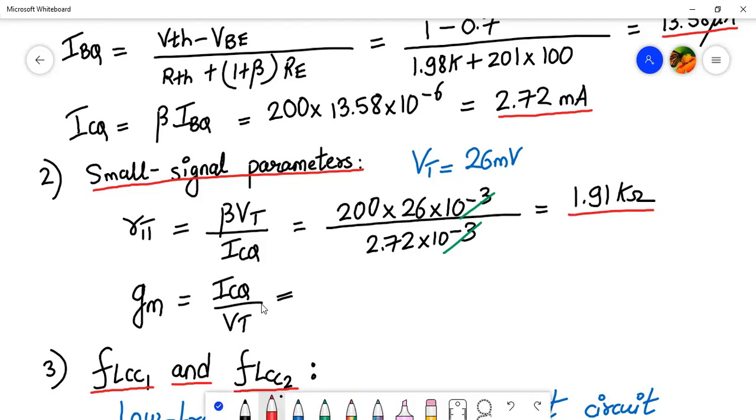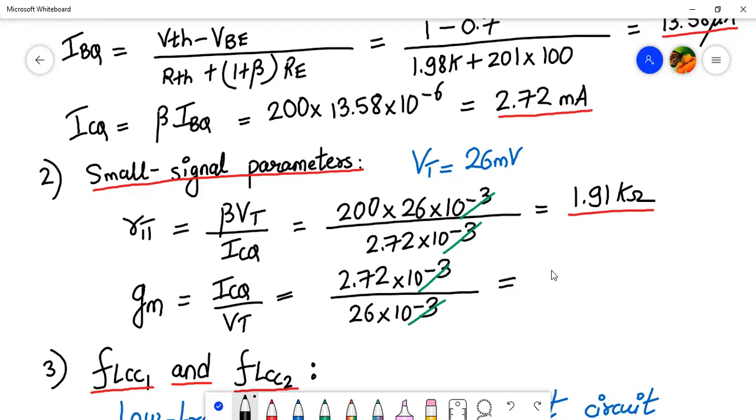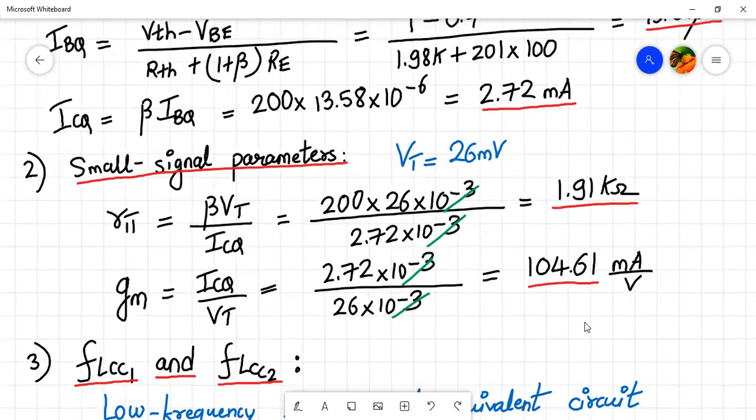Now, next is GM. GM is given by ICQ divided by VT. So that will be ICQ, 2.72 into 10 raised to minus 3, and VT value is 26 into 10 raised to minus 3. So again from here minus 3 gets cancelled. And we have over here 2.72 divided by 26. So this will be around 104.61 milliampere per volt. Don't forget to write the units properly. Okay. So please cross check these values of ICQ, RPi and GM.